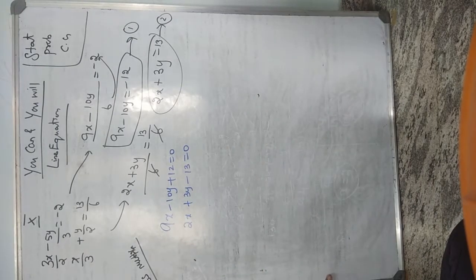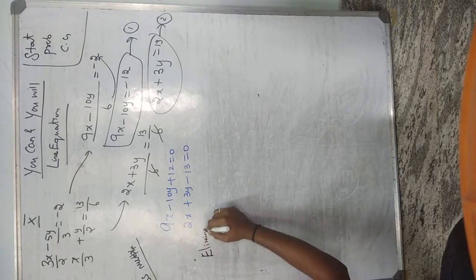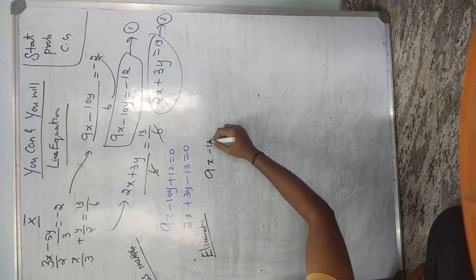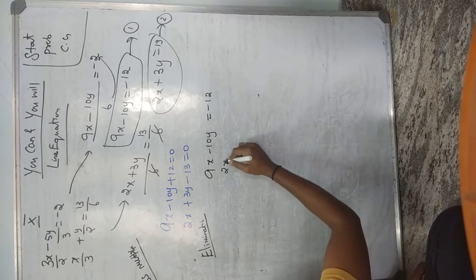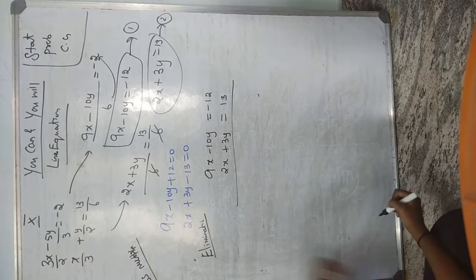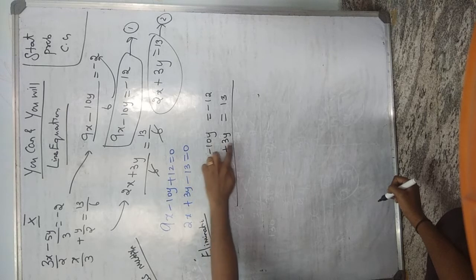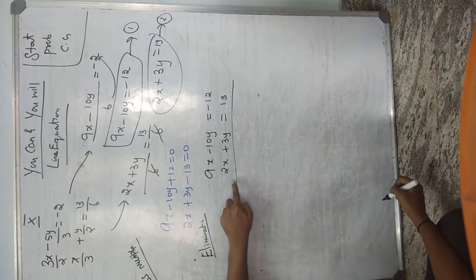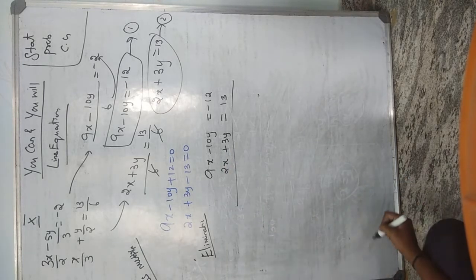Same sum, elimination method. So the elimination method: 9x minus 10y, I'll take the original, minus 12, and 2x plus 3y equal to 30. How to cancel? Check whether both the numbers are same. No. So you can't cancel the variable. Is it possible to change the symbol? Is it possible to cancel? No. So you have to make the number same.